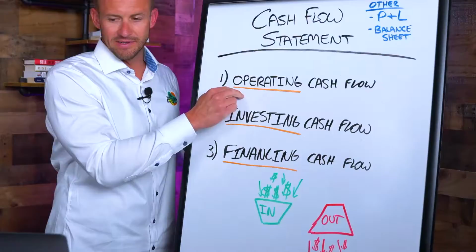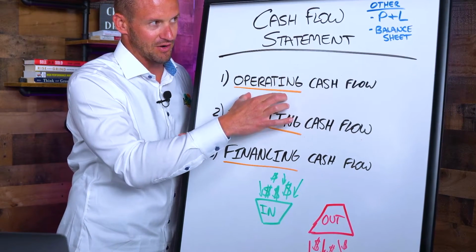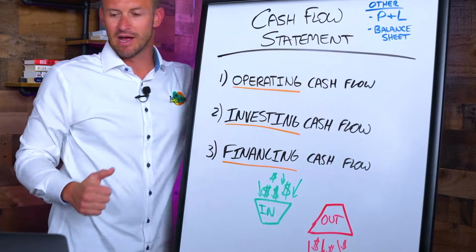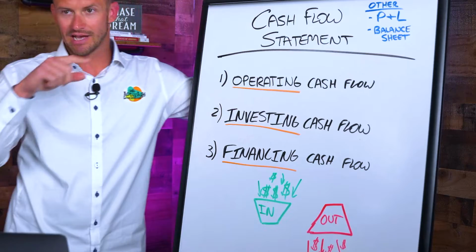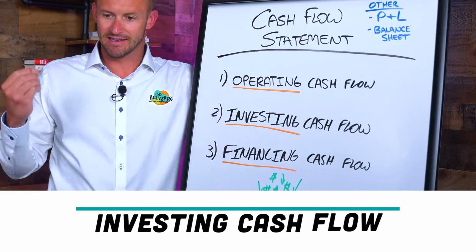So normal business operating. A lot of the information here is going to come from your P&L, okay? A lot of the stuff you see on the P&L, like your net operating income, will show up in the operating cash flow section of your cash flow statement. Number two is investing cash flow.